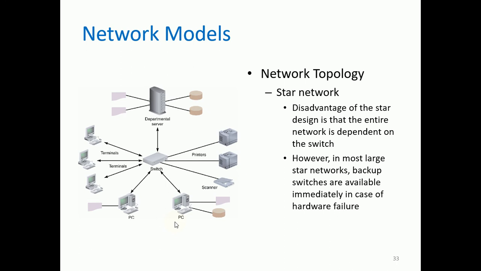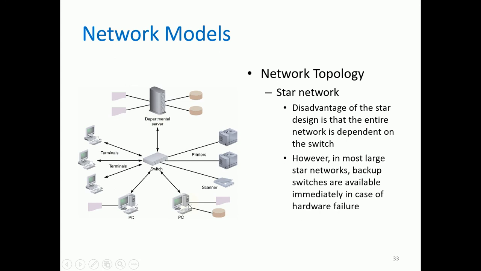Next we have a star network. A star network is composed of a departmental server and a switch. The disadvantage of the star design is that the entire network is dependent on the switch. As you can see, the switch is the centralized controller for all the connected devices, and this ensures that there is a connection in the departmental server.